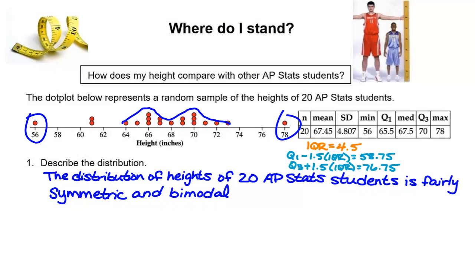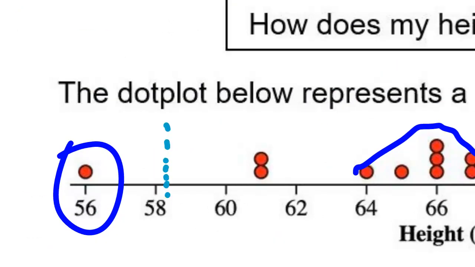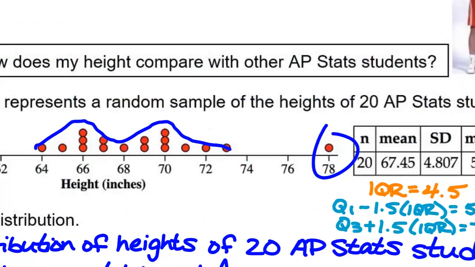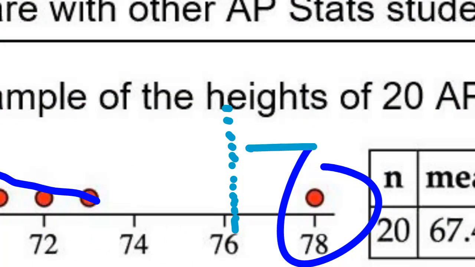Yes. 56 is smaller than 58.75. 58.75 would be right about here. There's my outliers. And 76.75 about right here.